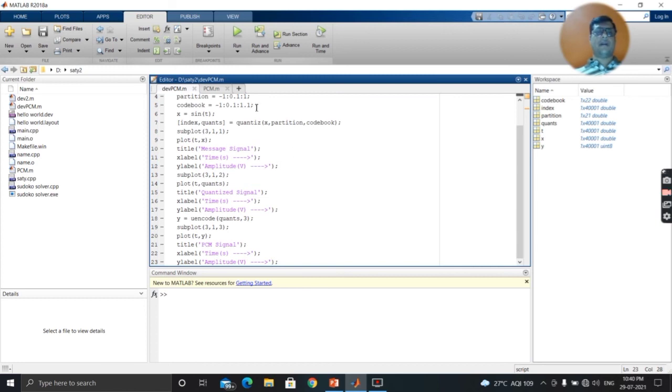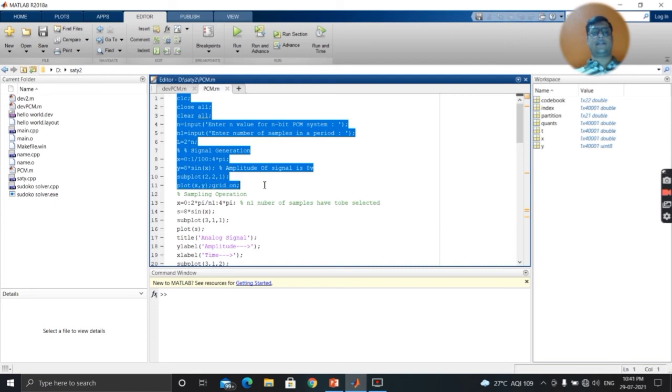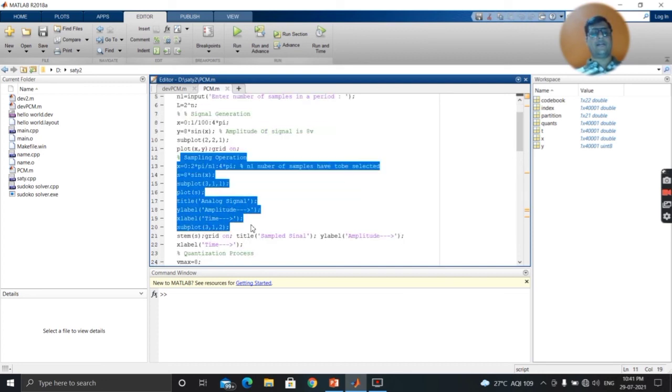So I have written the program with the same commands I have discussed now. First, you need to generate the signal. Signal generation is done up to grid on. After the signal generation, you need to quantize it. So how will we quantize? There is a sampling process. Sampling is done, identifying the subplot and the plot with respect to the stem, and the Y level and X level up to this much. It is a sampling process. Sampling means you need to sample the signal at regular intervals of time.